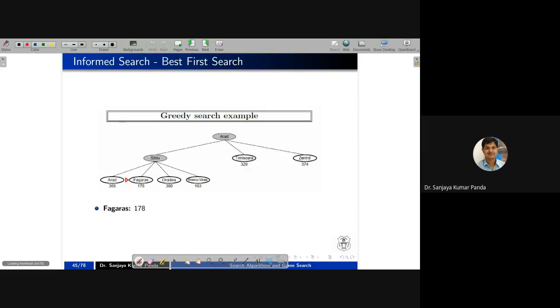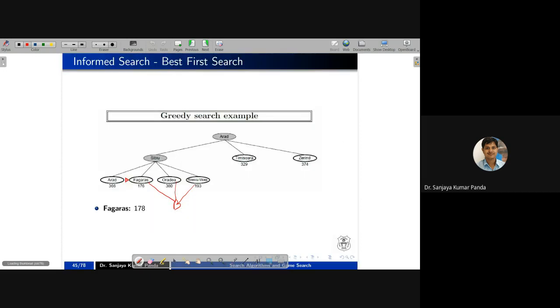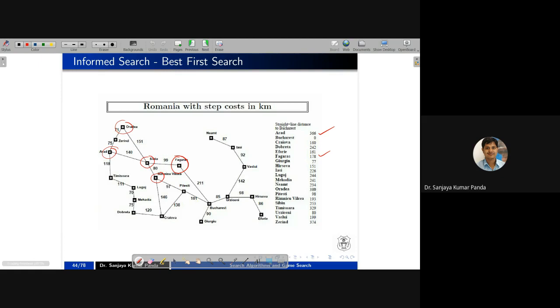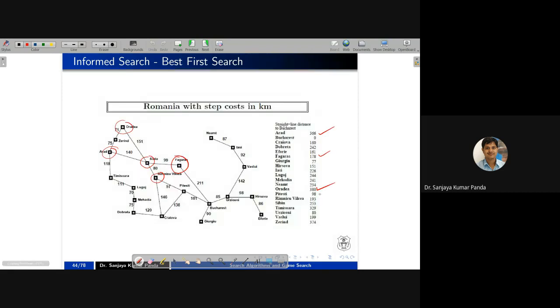That you know, but we have to exclude it because it is a repeated state. Now what you will do? You have to find the distance from F to B, O to B, and R to B. What is the distance from F to B? F to B is 178. So it is not 176, it is 178. Okay. The distance from O to B, 380. So you can see here 380. The distance from R to B is 193.